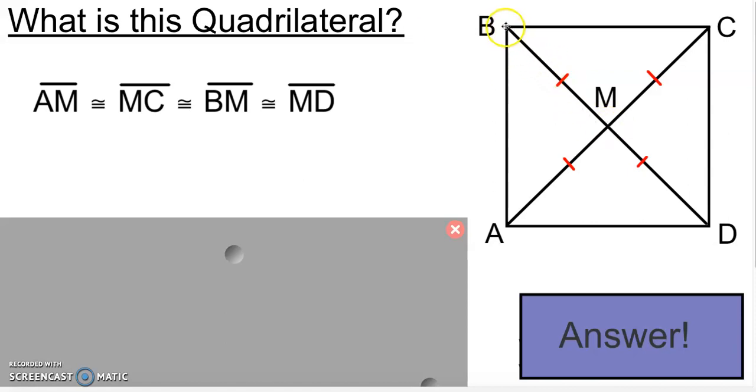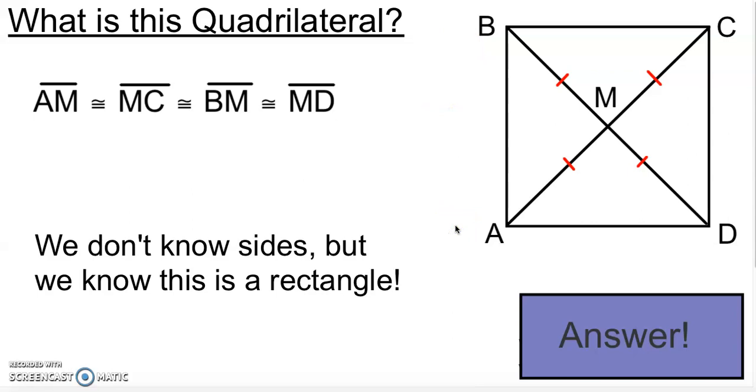Taking a look at this one, I have quadrilateral ABCD. The diagonal distances BM, CM, DM, and AM are all exactly the same. I don't have a right angle here, but I do know the diagonals are equal to each other. When diagonals are congruent and bisecting each other, so M is the midpoint of both diagonals, that makes this a rectangle.